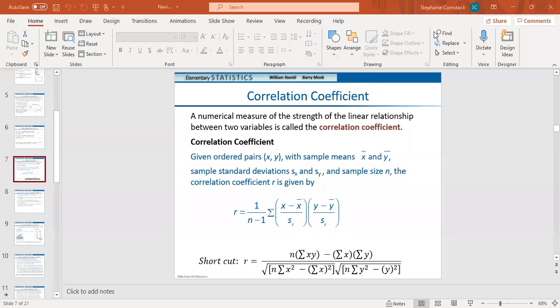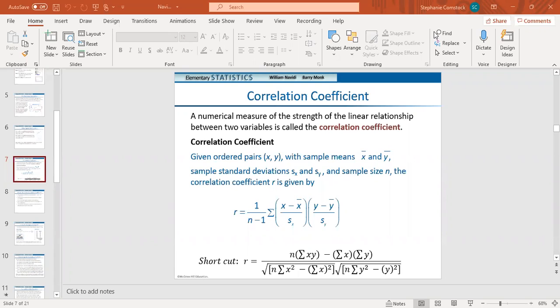Okay, so we're going to talk about the correlation coefficient. And right now we're just going to talk about some properties of it and some things to go along with it. And then in the couple of videos following this, we'll talk about how to actually compute it. Okay, so what the correlation coefficient does is it's going to tell us two things.